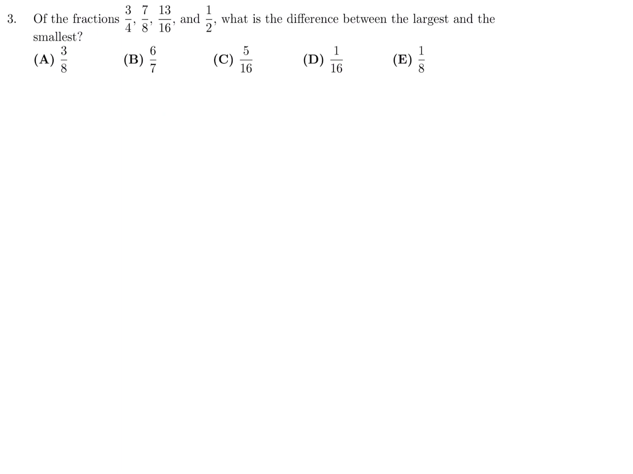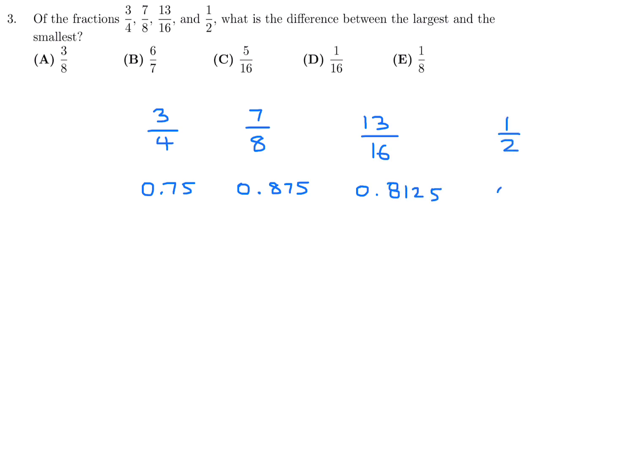Of the fractions 3 over 4, 7 over 8, 13 over 16, and 1 over 2, what is the difference between the largest and the smallest? So what I like to do, what I've always done, is convert fractions to decimals. It just makes it easier for me to compare them. So 3 over 4 is 0.75. 7 over 8 is 0.875. 13 over 16 is 0.8125. And 1 over 2, of course, is 0.5.